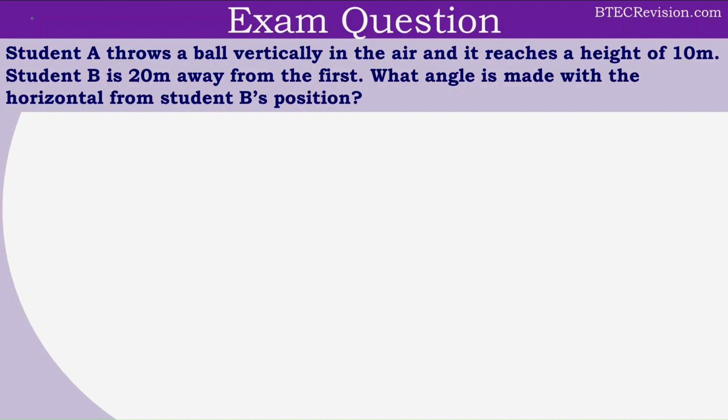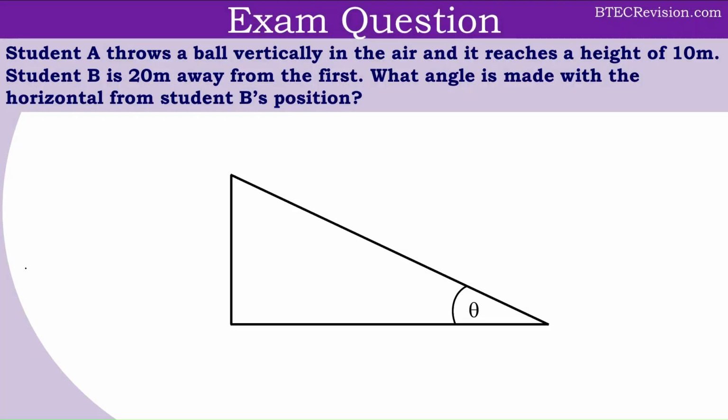Now pause the video here and attempt this exam question. Now we can label the diagram. We can draw student A throwing the ball, reaching a height of 10 meters, and student B will be over here, and that's 20 meters away.